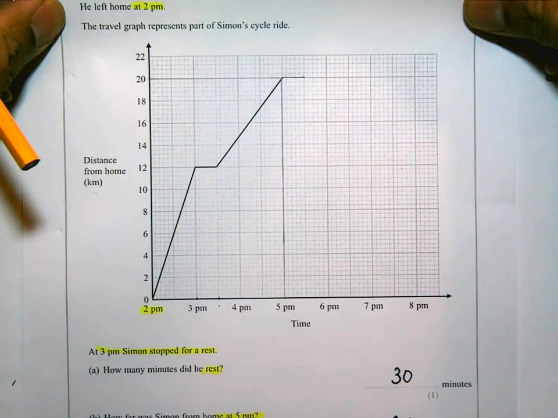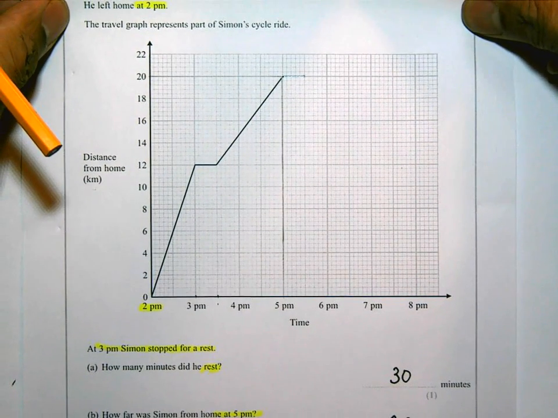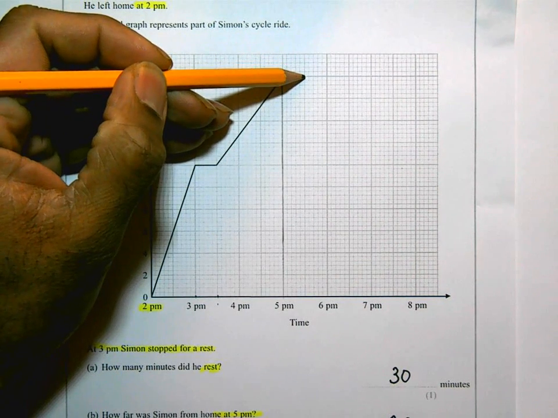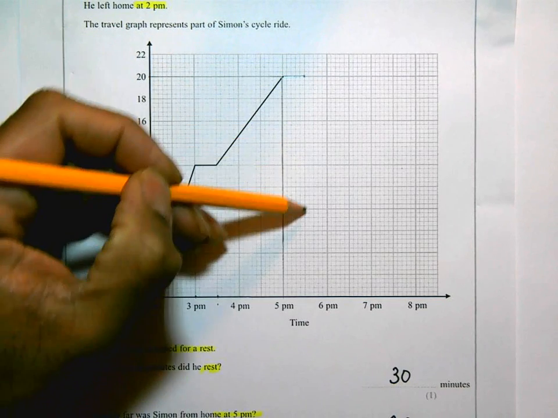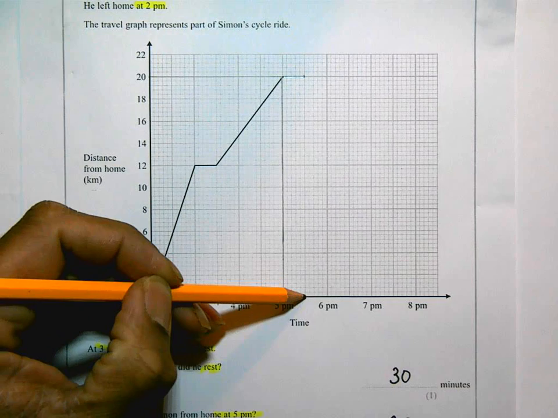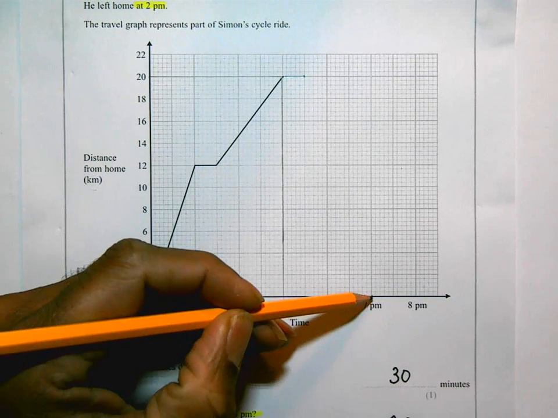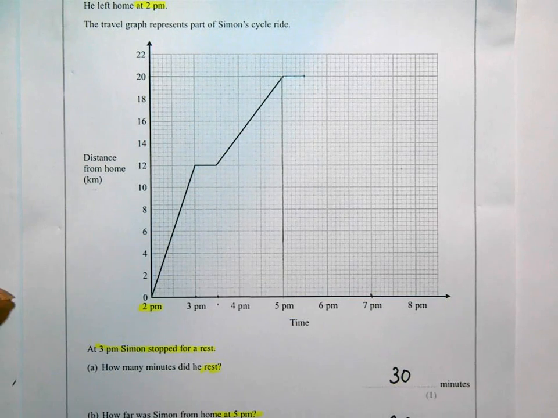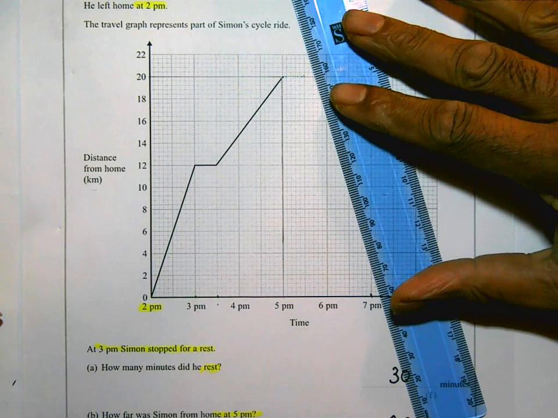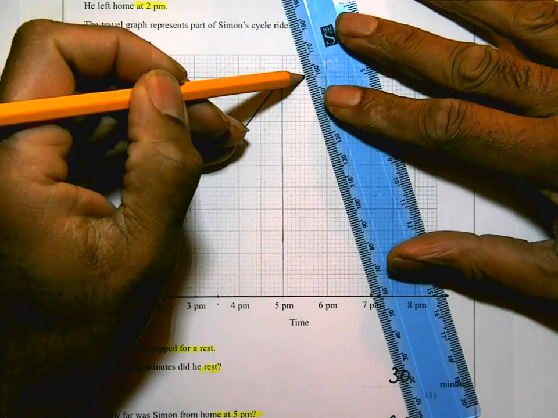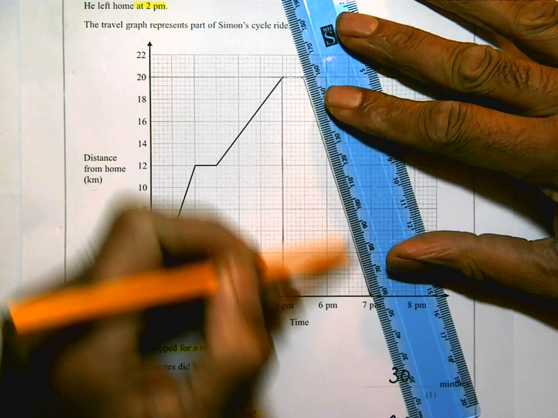Okay. And what they said after that was that he traveled at a steady speed for 1 hour and 30 minutes to get home. So from that point, for 1.5 hours, so if I go all the way down, that's 5:30. For 1.5 hours, so half an hour, and then another hour, 1.5 hours, he traveled home. Now, he gets home at 7 o'clock. So, to complete the travel graph, I'm going to draw a line from up top there, and that's my complete travel graph.